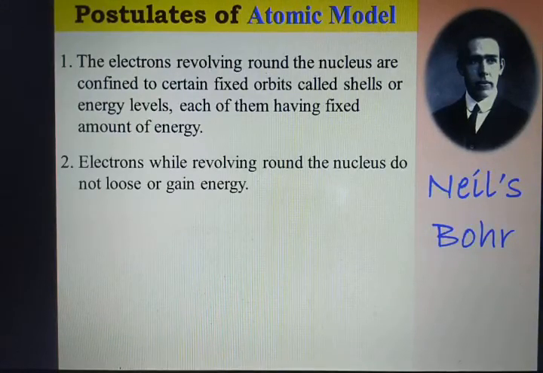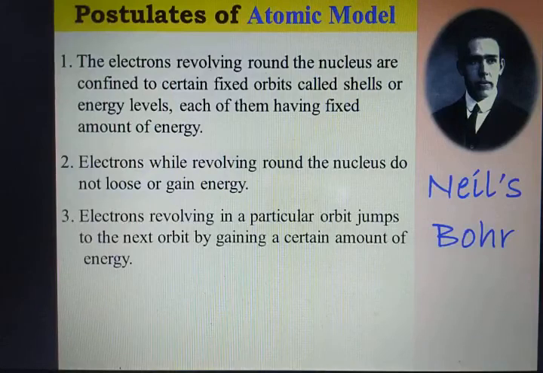What's the next? Electrons revolving around the nucleus do not lose or gain energy. The next is that electrons revolving in a particular orbit jump to the next orbit after gaining a certain amount of energy. So these were the modifications made by Niels Bohr, considering Rutherford's atomic model.